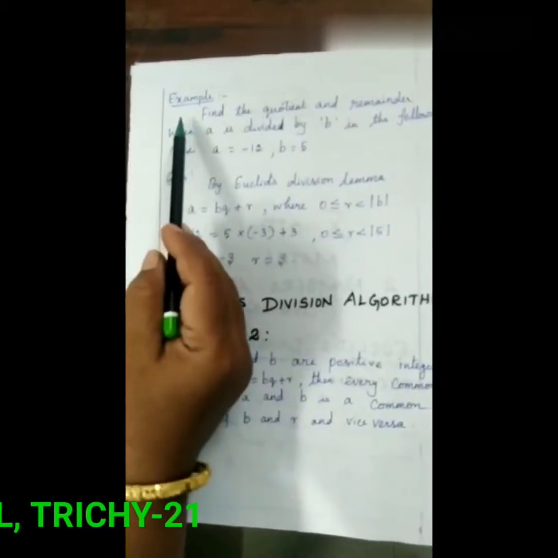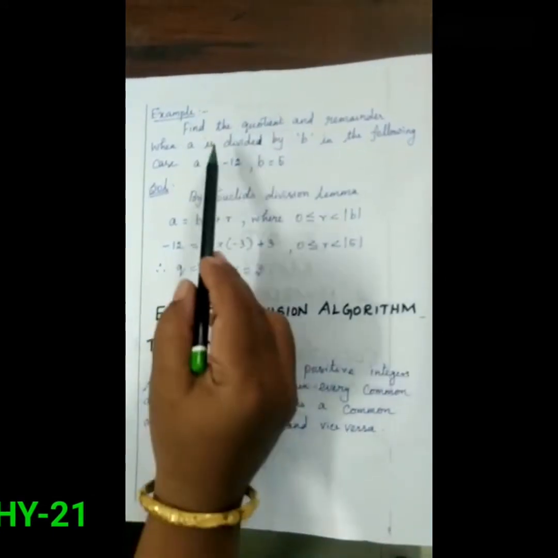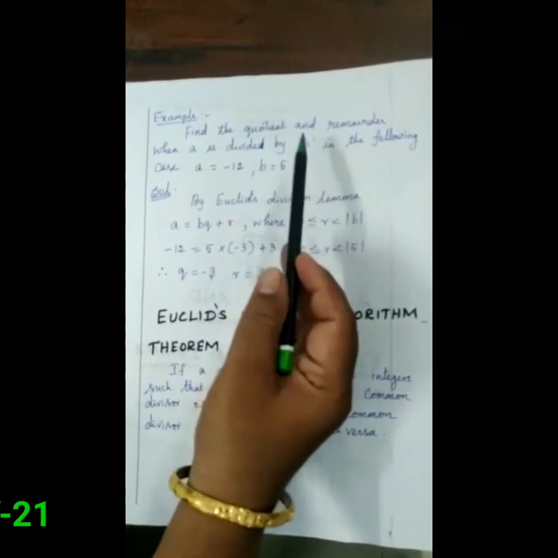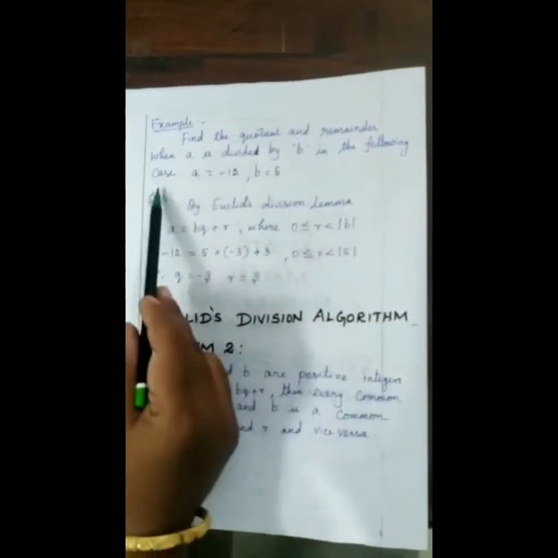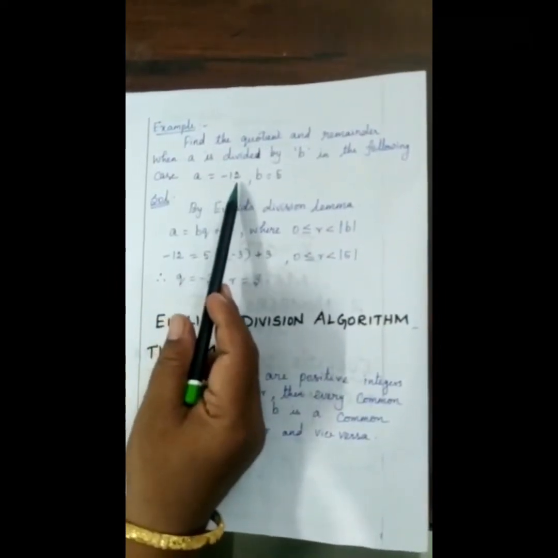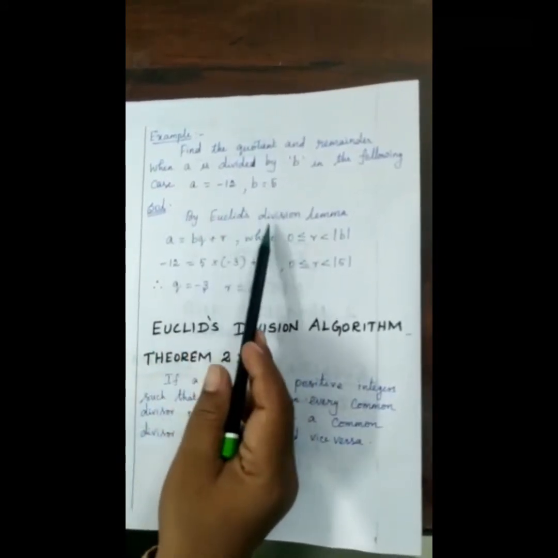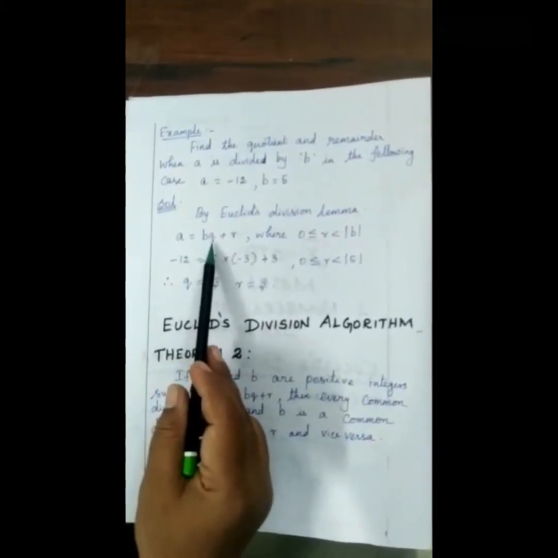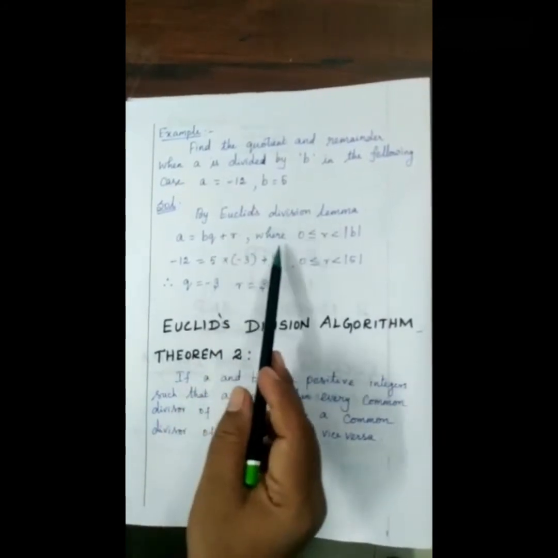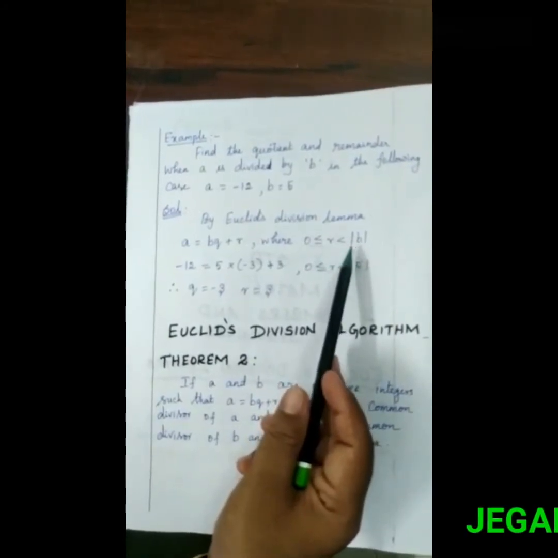For example, we will see a sum using Euclid's division lemma. Find the quotient and remainder when a is divided by b in the following case: a is equal to minus 12, b is equal to 5. By Euclid's division lemma, the formula is a is equal to bq plus r, where 0 less than or equal to r less than b.